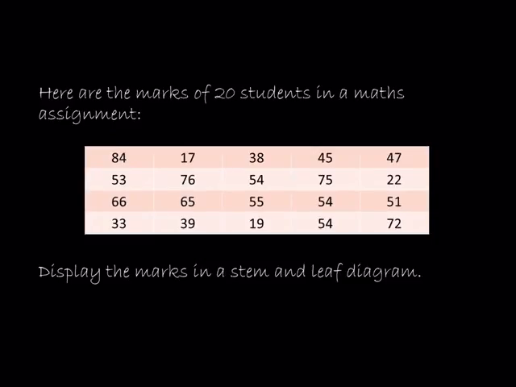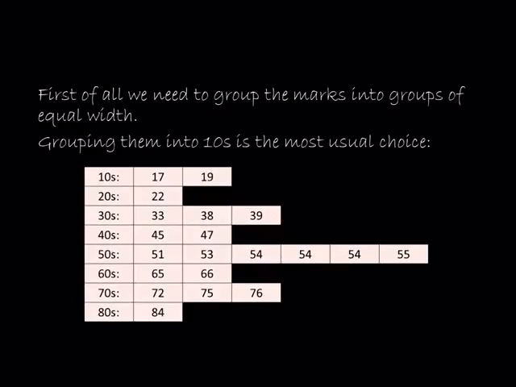Here are the marks of 20 students in a maths assignment. And we wish to display these marks in a stem and leaf diagram. First of all, we need to group the marks into groups of equal width. Grouping them into tens is the most usual choice. And here I have done it for you and grouped the various numbers into their tens, the 10s, 20s, 30s, 40s and so on.